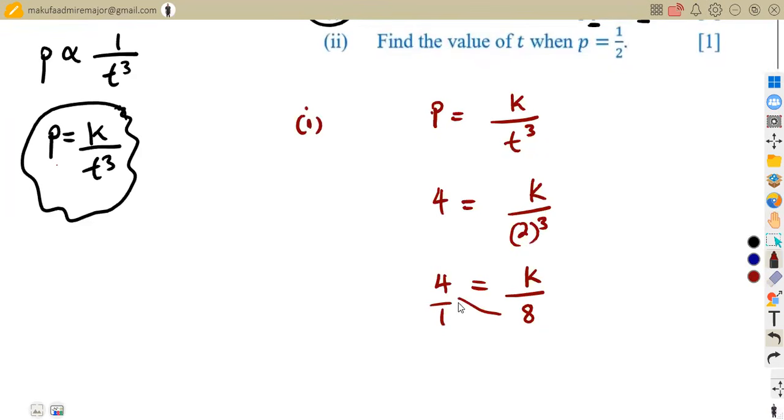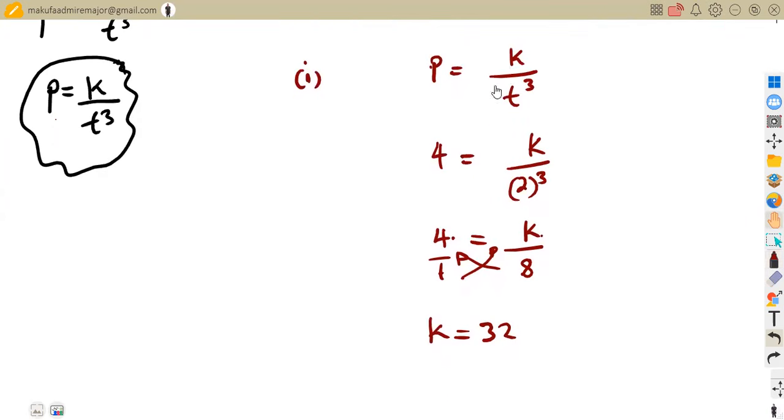Then we can cross multiply to find the value of K. 1 times K is going to be K. 4 times 8, which is going to be 32 in this case. With the value of K that we have determined, we are going to substitute this K into our equation, the one that we have here on top.